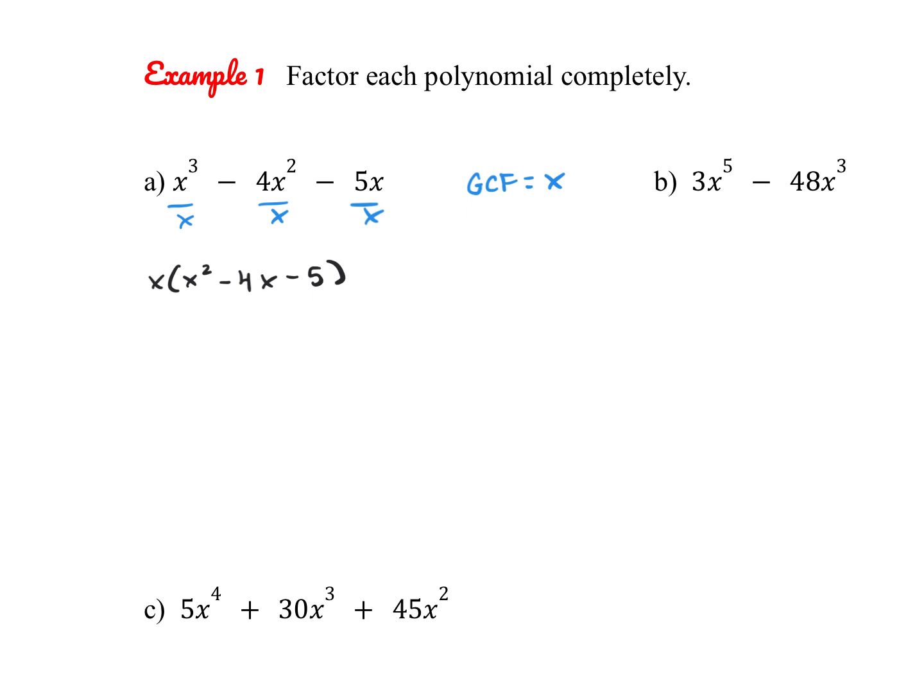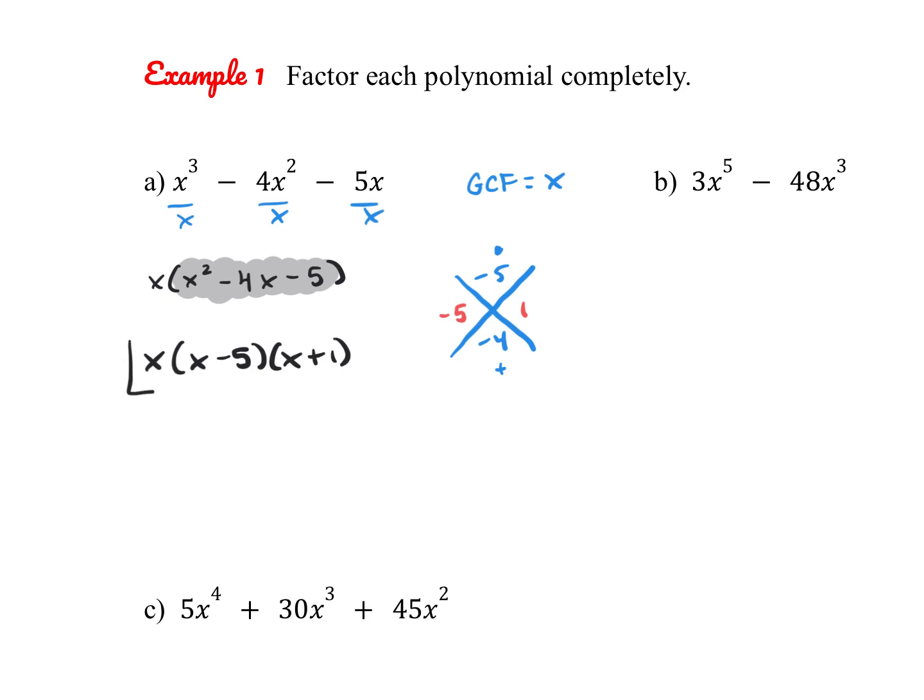Then we look at our remaining expression and we ask ourselves, can I factor this more? Well, this is a quadratic trinomial whose a value is 1. So I'm wondering, are there two numbers that multiply to make -5 and add to make -4? Yes, -5 and +1. So we have x times x minus 5 times x plus 1. So please don't forget about that factor of x out front. We have 3 factors for this problem.